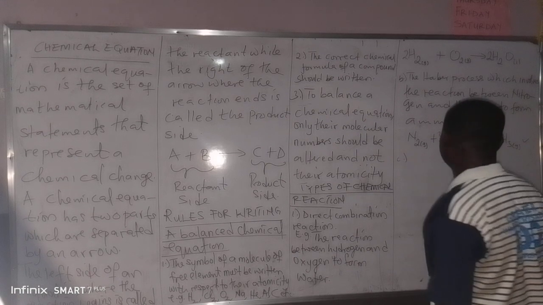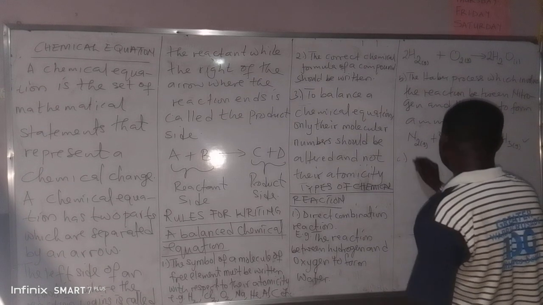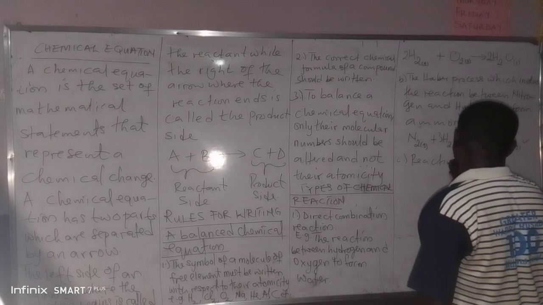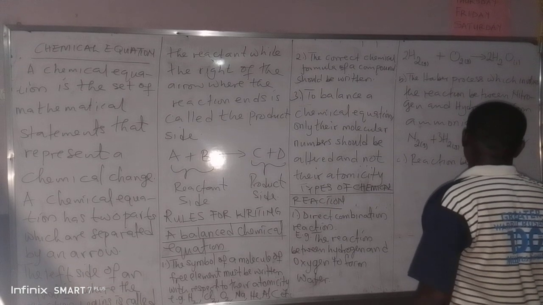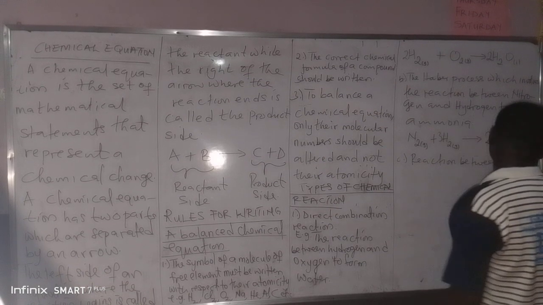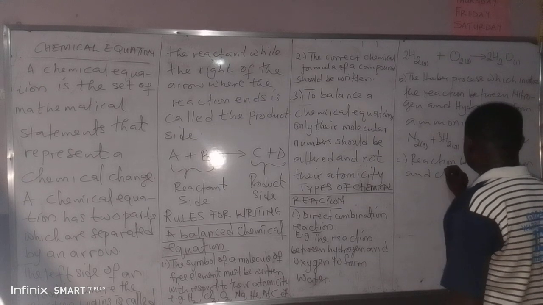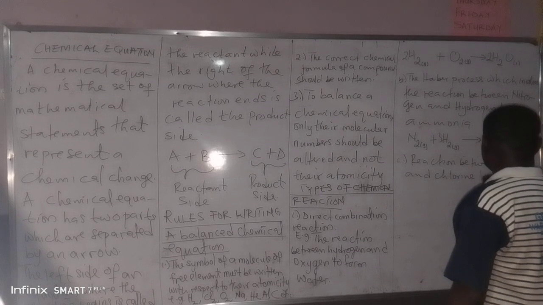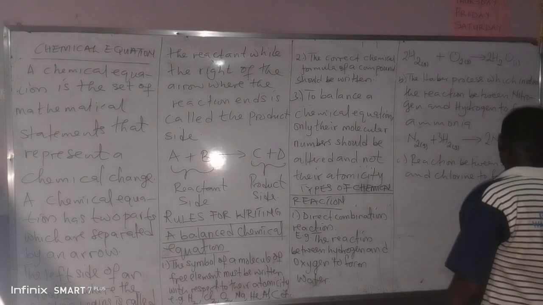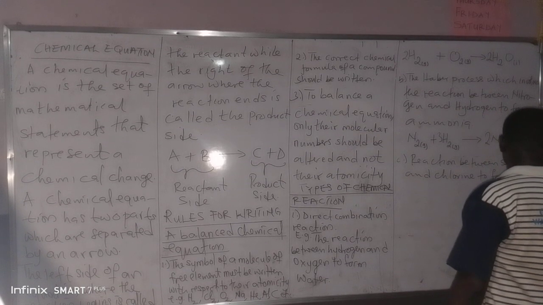Another one here, direct combination reaction. Reaction between sodium and chlorine to form sodium chloride.